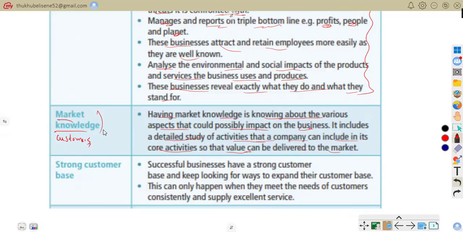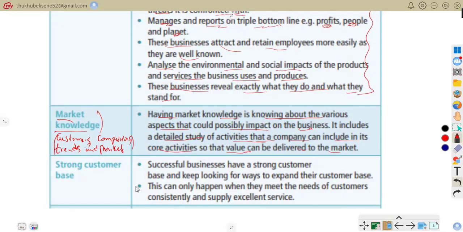In short, about market knowledge, you have to understand customers, understand competitors, as well as trends and market conditions. That is what the business must understand so that it can provide value to customers. If you understand all this that I've mentioned, customers, competitors, trends, as well as market conditions, this will allow the business to provide value to customers.